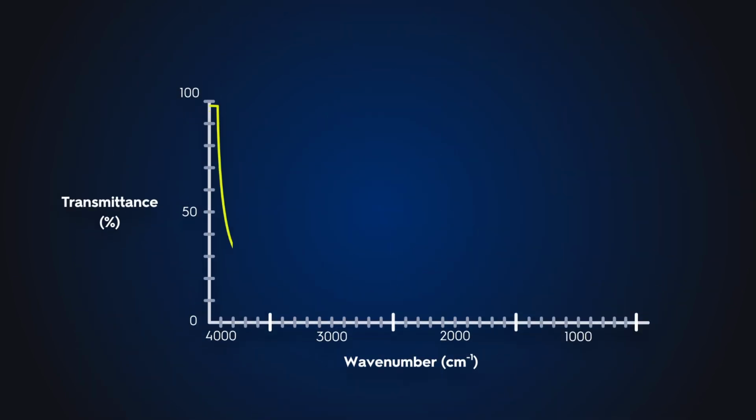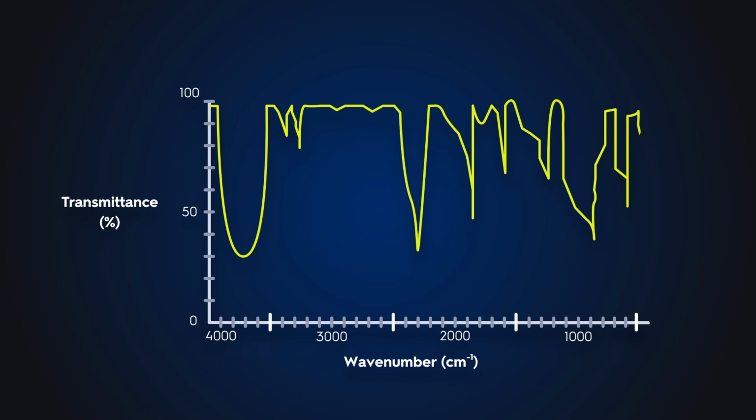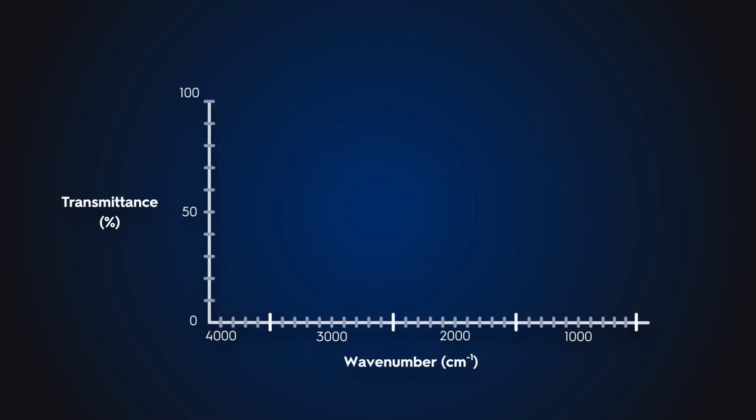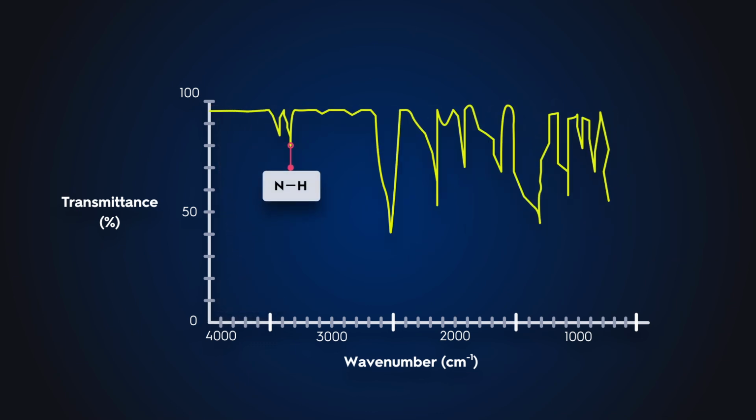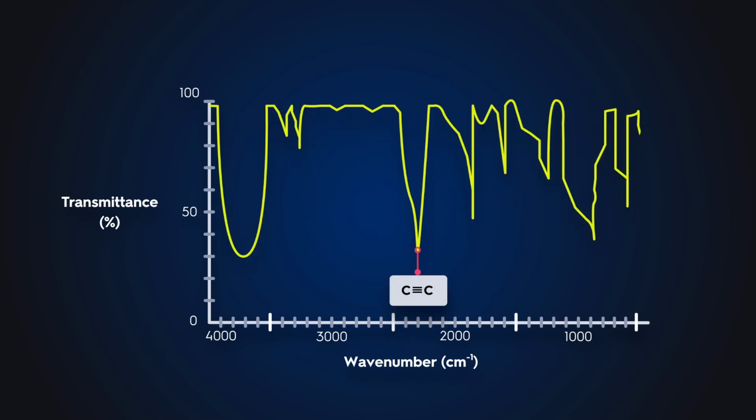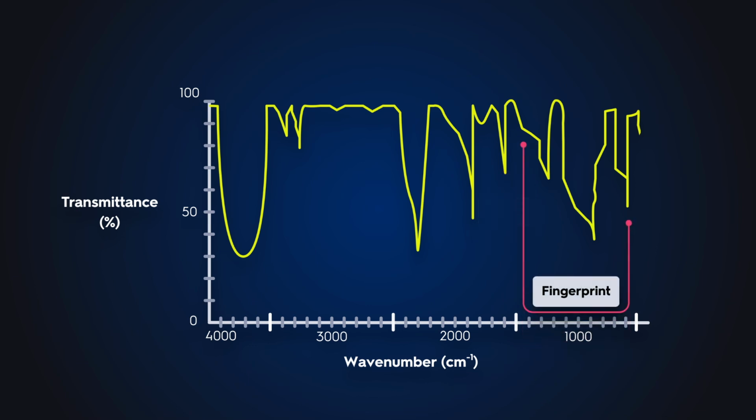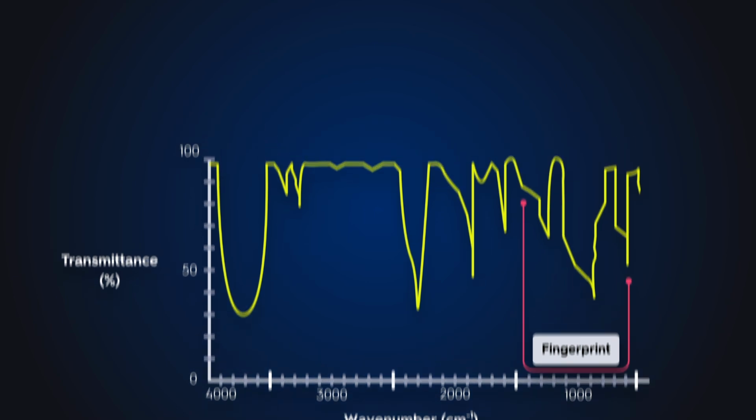Here is a fast mental map you can rely on. OH is a broad hill from about 3,200 to 3,600 inverse centimeters. NH is sharper and less intense in the same neighborhood. Carbon triple bonds live a bit above 2,000. Carbonyls give a tall, narrow peak around 1,700. Aromatic ring stretches gather near 1,500. The dense fingerprint region below 1,400 helps confirm details.